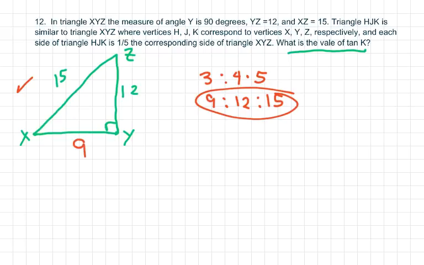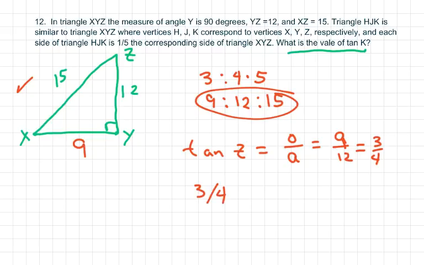Just know your triples. So we know that tan of Z equals opposite over adjacent, which equals 9 over 12, which reduces to 3 over 4. This is a griddable, so you can either write it as 3/4, or you can write it as 0.75.